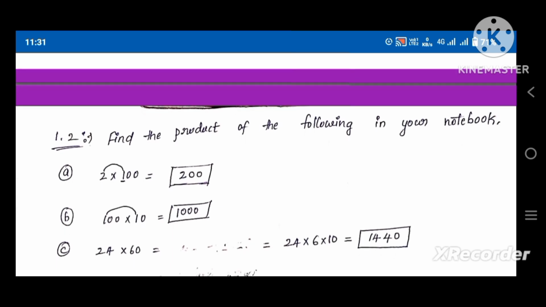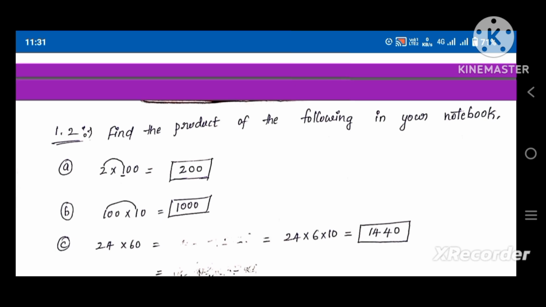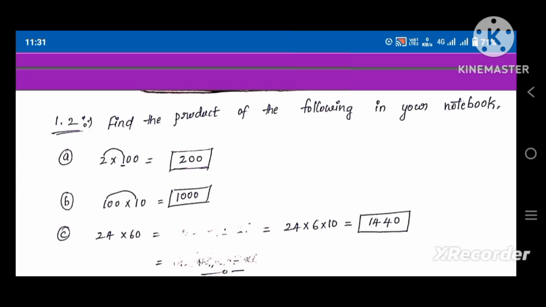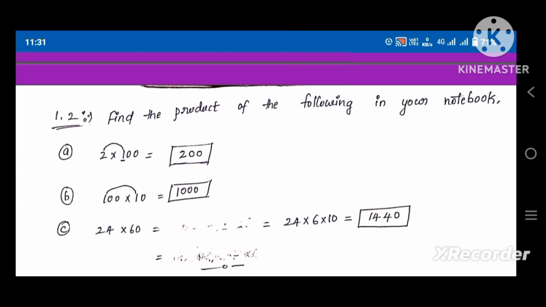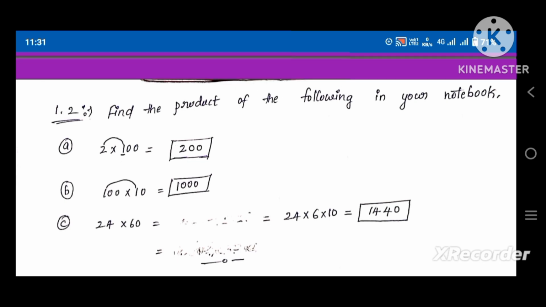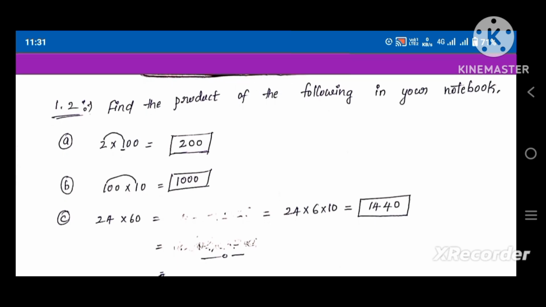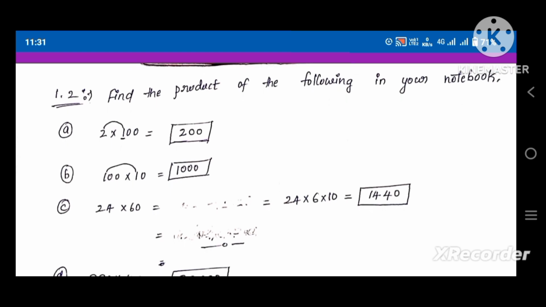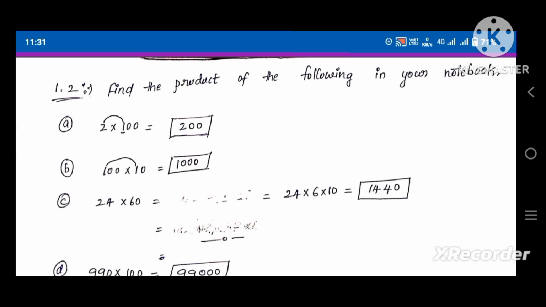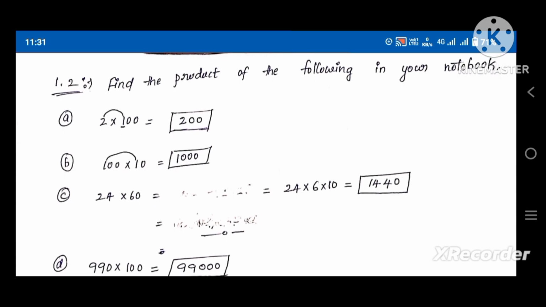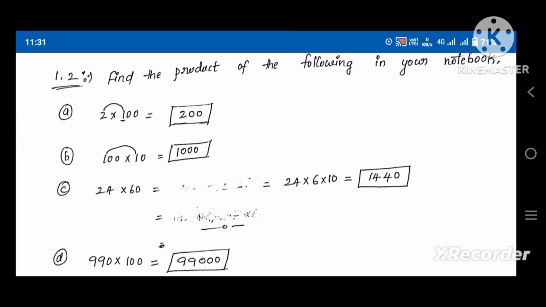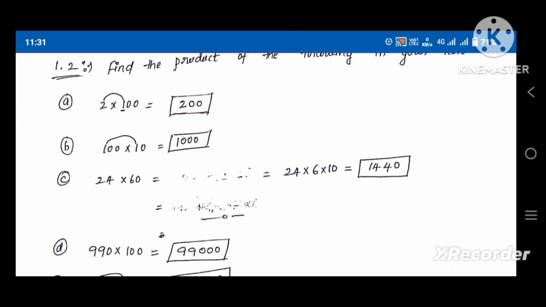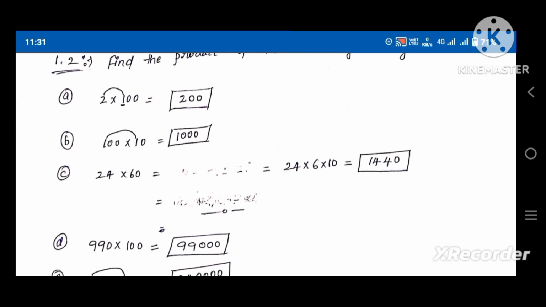1.2 Find the product of the following in your notebook. Question number A, 2 into 100 is equal to, put the two zeros at the end and 2 into 1 is 2. Question number B, 100 into 10, put the three zeros at the end and 1 into 1 is 1. C, 24 into 60, 1000, put 1 0 and 24 into 6, 1440. Question number D, 990 into 100 is equal to, put the three zeros at the end, 99 into 1, 99.